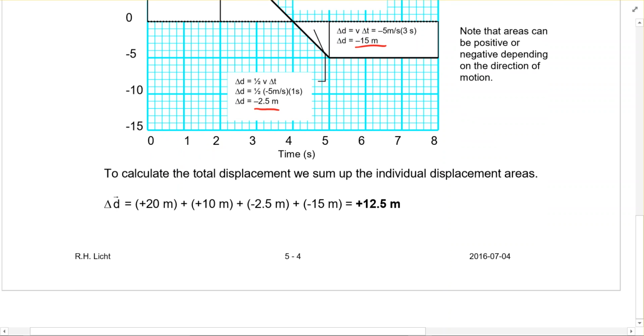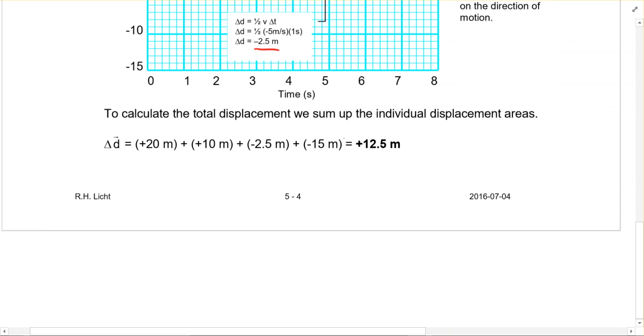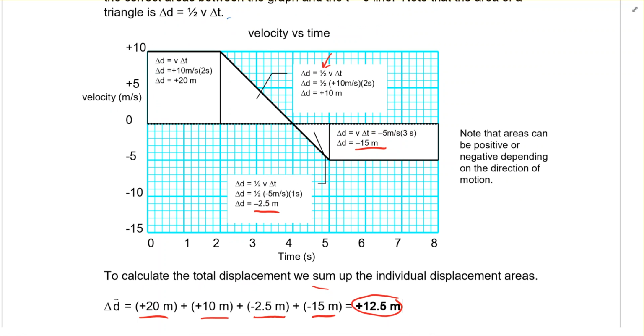So now to calculate the total displacement, all we do is add them all together. We take the sum. So we go 20, that was the first area, plus 10, the first triangle there, minus 2.5, and plus negative is the same as minus, right? And then minus 15, so we get positive 12.5 meters would be our final displacement there. And we learned all that just from looking at the graph.